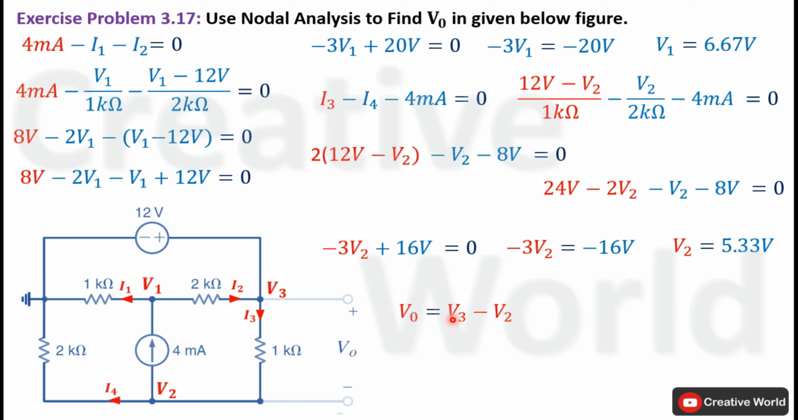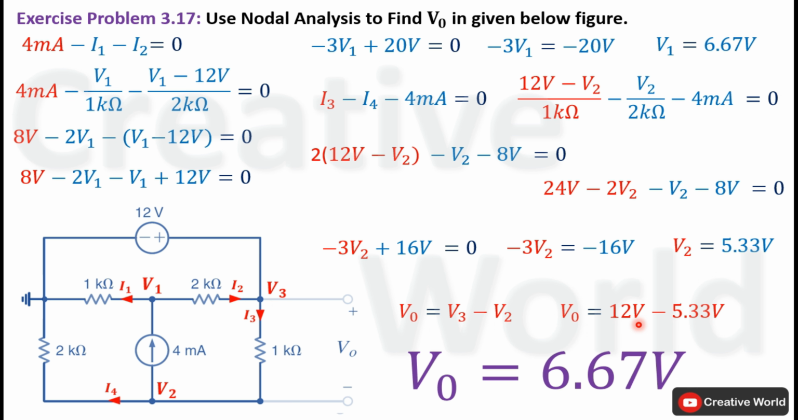Now we will replace V3 and V2 with their respective values. V3 is equal to 12 volt and V2 is equal to 5.33 volt. Subtract 5.33 volt from 12 volt, the answer will be 6.67 volt. So the value of voltage across this 1 kilo ohm resistance labeled as V0 with this specified polarity is equal to 6.67 volt. So this was all about chapter 3 exercise problem number 3.17.